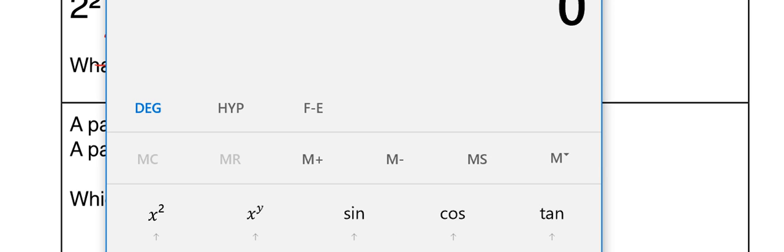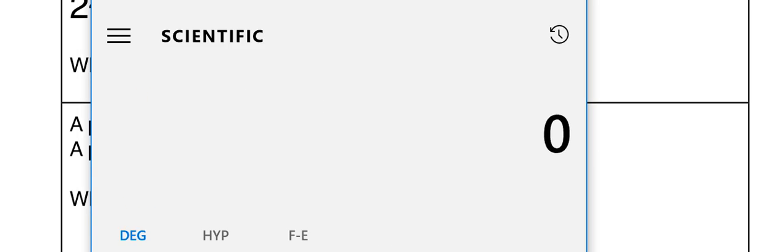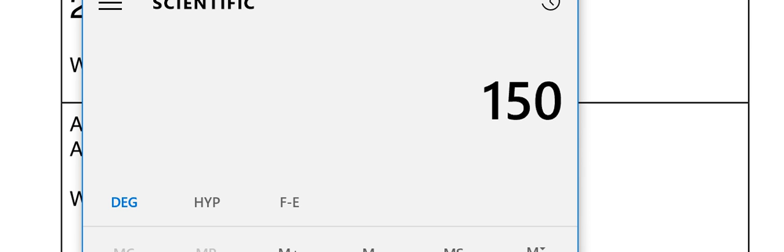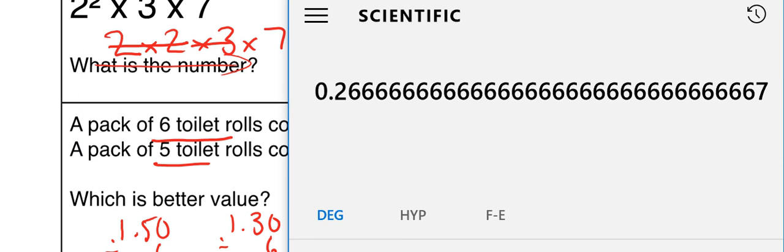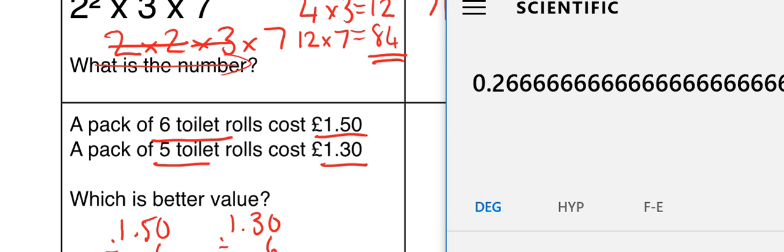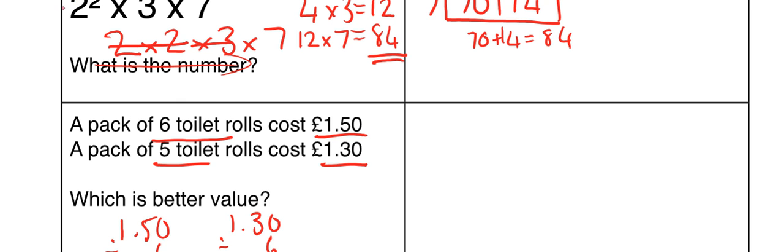So let's get my calculator up. I'm going to do 150 divided by 6. That's £1.50 divided by 6 equals 27p. Round that up, so 26 recurring. So that would round to 26.7.